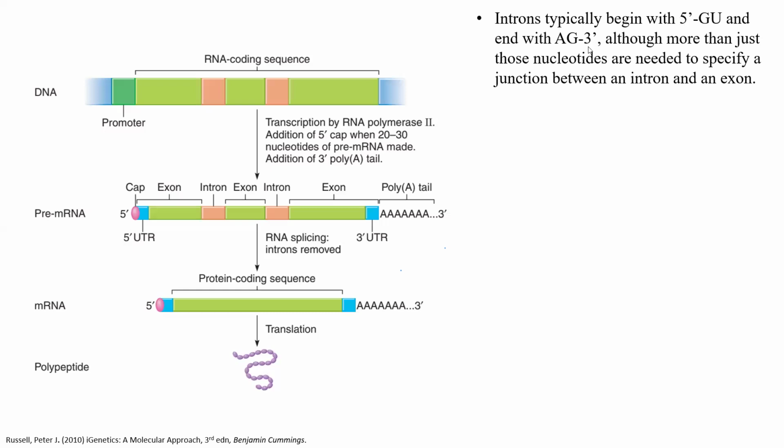This is the 5' junction. This is the 3' junction. Let's say this is the 5' junction and this is the 3' junction. Although more than these nucleotides are needed to specify a junction between an intron and an exon.